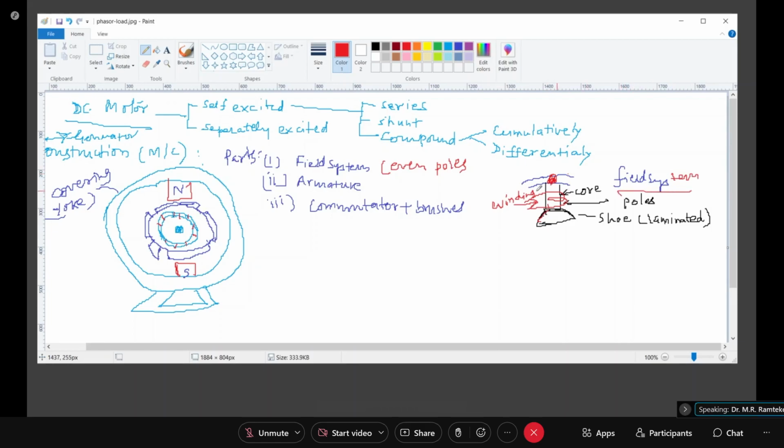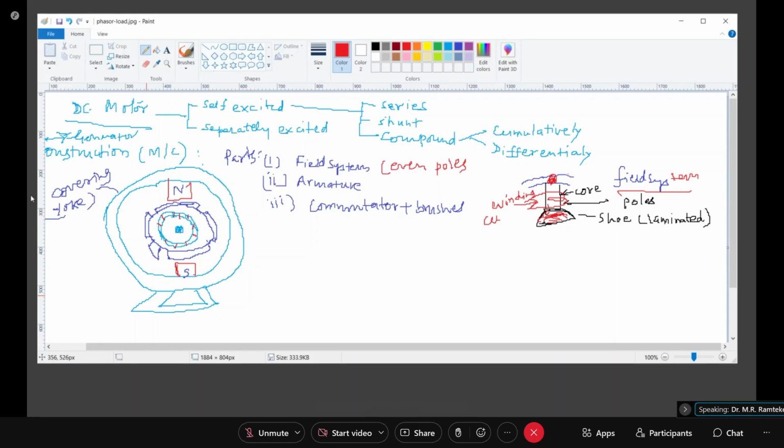Normally copper winding will be used. Clear? Understood? So on this core, copper winding will be put. This portion is a part of the shoe, which is always laminated. This portion is the core, and on that you will be putting the winding. So the field system will consist of this.